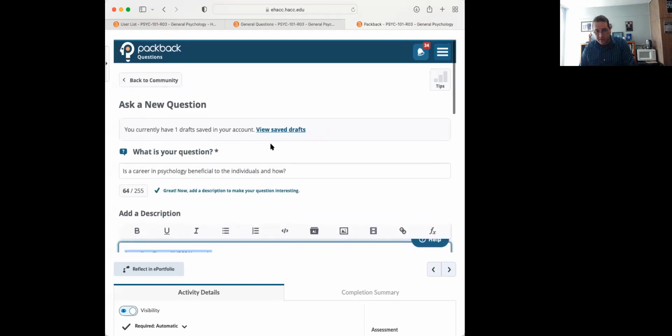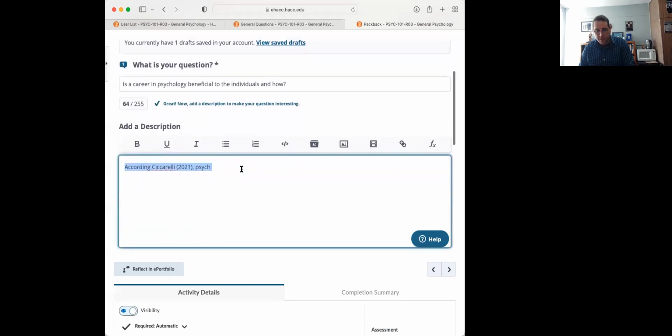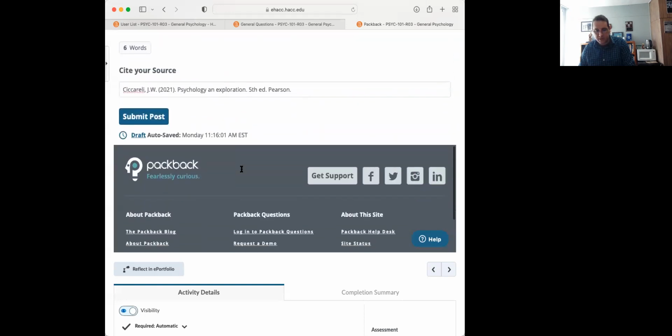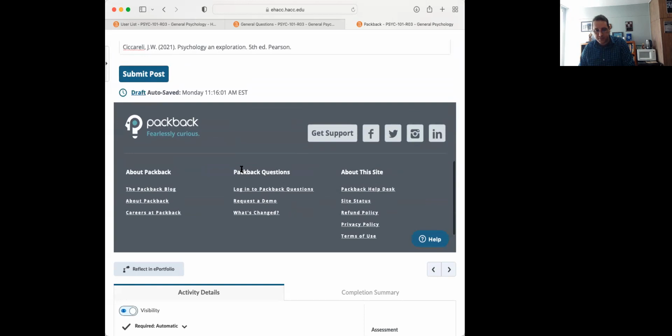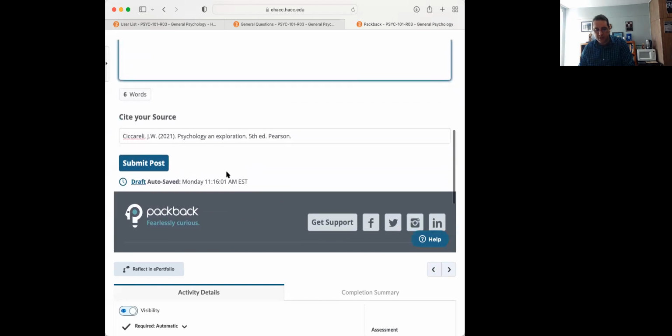Once you submit your post, it'll tell you whether it's been accepted or whether it's been moderated. If it's been moderated, don't freak out. Usually it's because maybe you asked a closed-ended question, or you didn't have enough information, or you may have cut and pasted something from the book, because it does check for external sources.